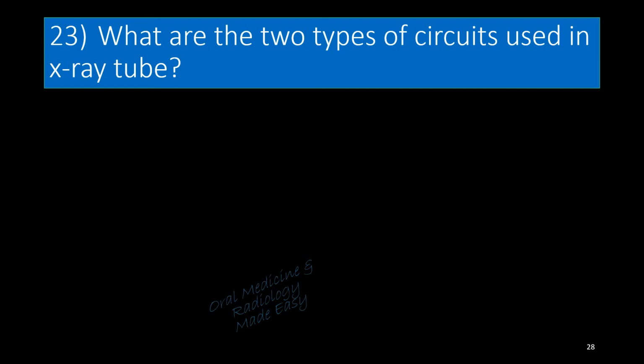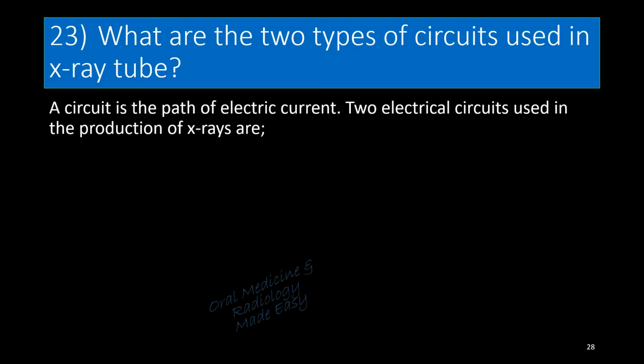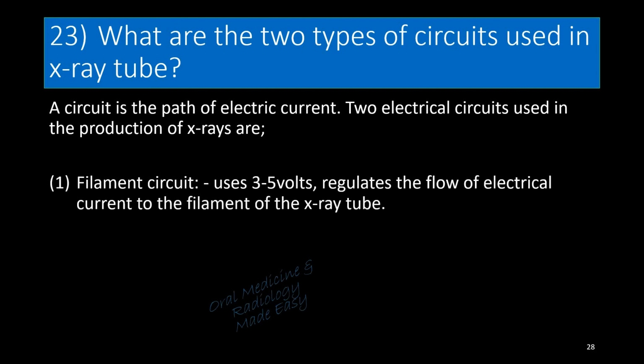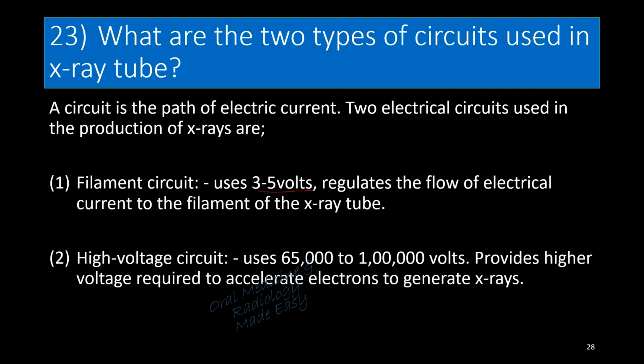What are the two types of circuits used in an X-ray tube? A circuit is a path of electric current. Two electrical circuits used in the production of X-rays are the filament circuit, which uses 3 to 5 volts and regulates the flow of electrical current to the filament of the X-ray tube, and the high voltage circuit, which uses 65,000 to 1 lakh volts and provides the higher voltage required to accelerate electrons to generate X-rays.